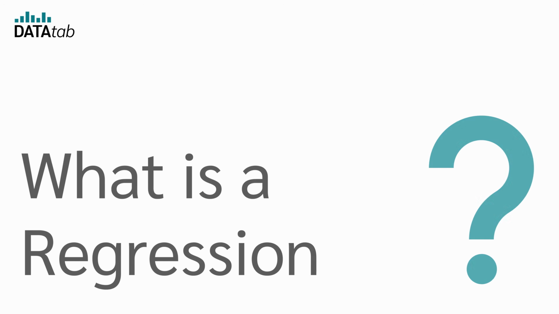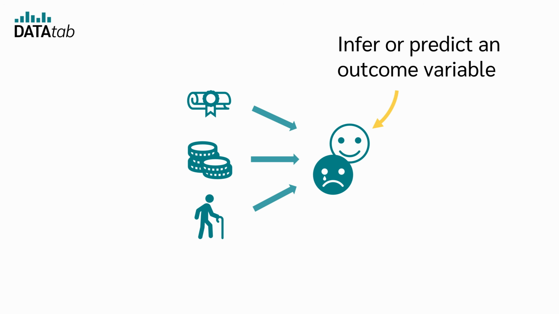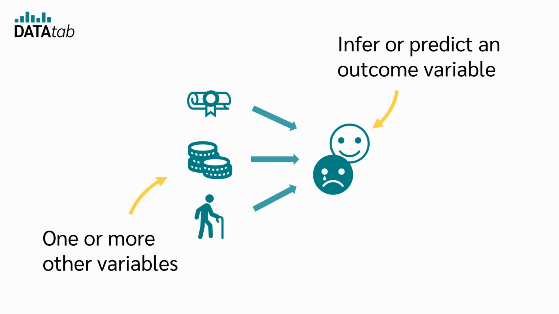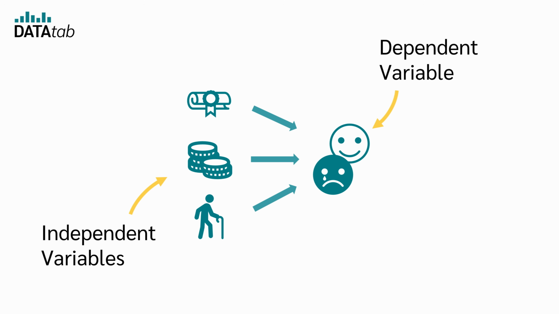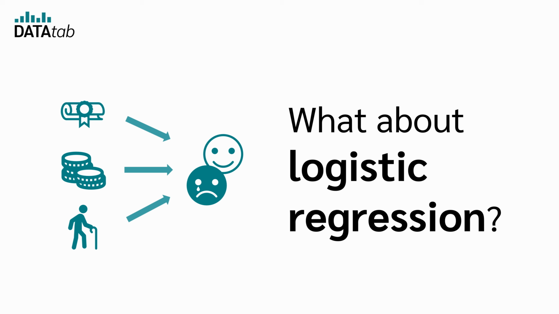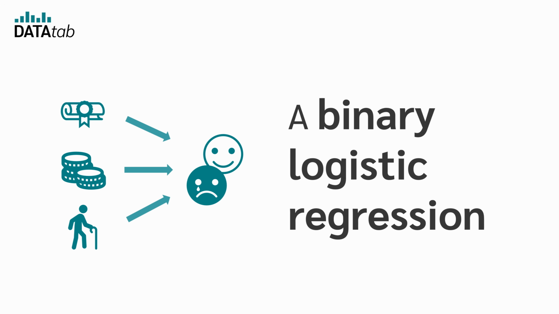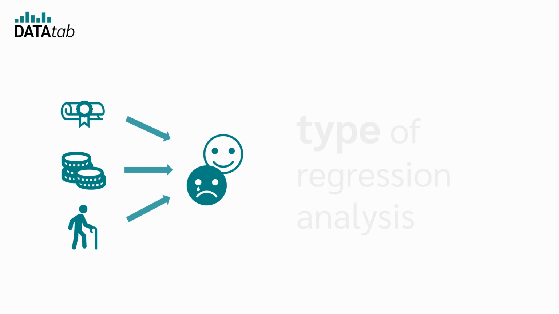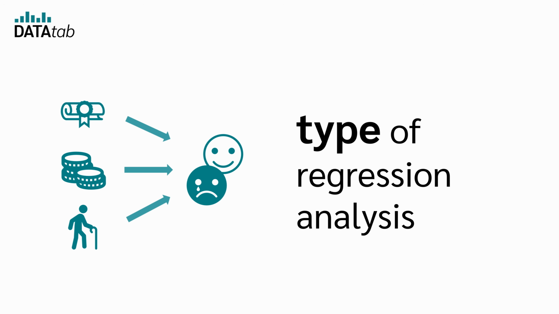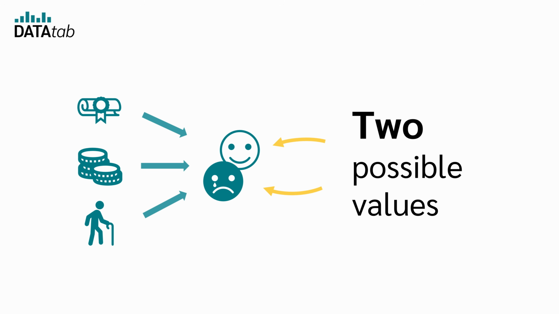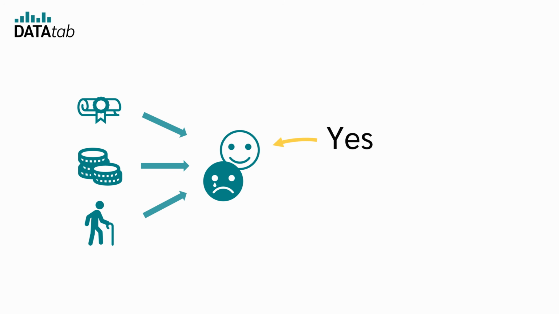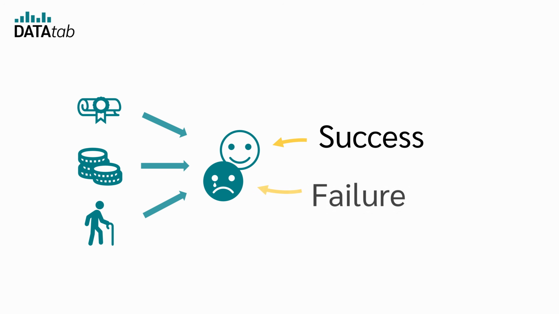What is a regression? In a regression analysis, you want to infer or predict an outcome variable based on one or more other variables. The outcome variable is called dependent variable and the other variables independent variables. Okay, so what about logistic regression? A binary logistic regression is now a type of regression analysis used when the outcome variable is binary, meaning it has two possible values like yes or no, success or failure.